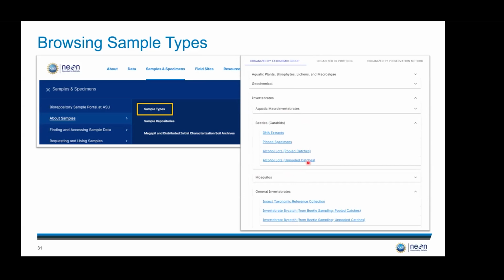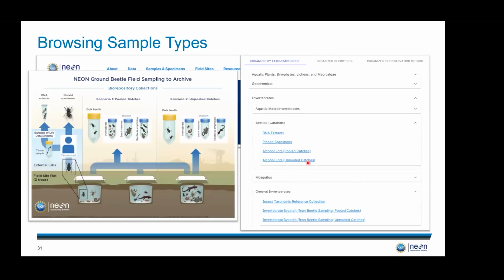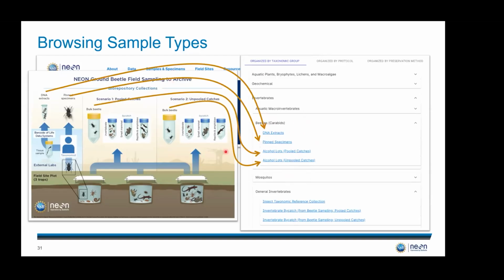But again, bringing back that ground beetle protocol here, we can see pretty easily how each of these maps to our sample types, right? We've got the DNA extracts, we've got the pinned specimens. We have the beetles that are from pooled catches, and then the same thing with the invertebrate bycatch. We've got invertebrate bycatch from pooled catches and invertebrate bycatch from unpooled catches as well.